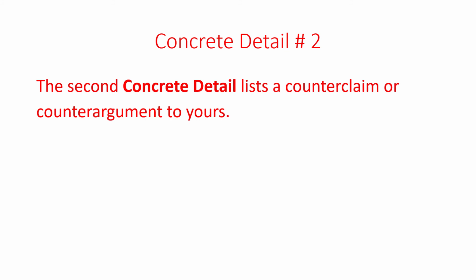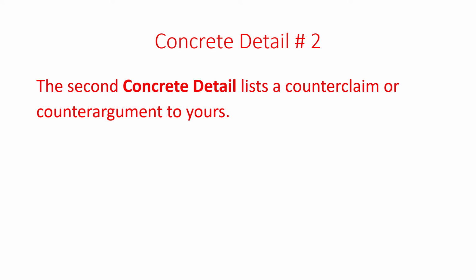Now, your second concrete detail lists a counterclaim or a counter-argument to yours, meaning these are claims and arguments against your argument. Any person making a good argument should show that they are aware of reasons why people don't agree with them and address those reasons. Those are the counterclaims and counter-arguments. When you address these, and show that they're not as strong as your argument, it makes your argument all the more convincing for your readers.